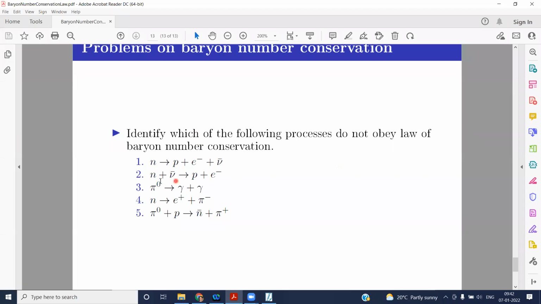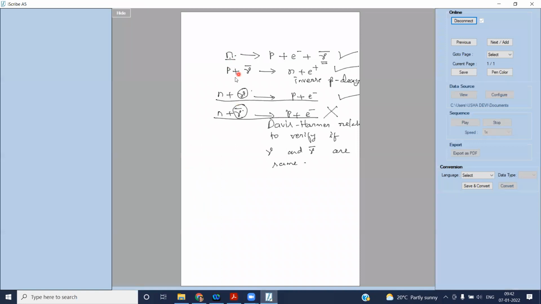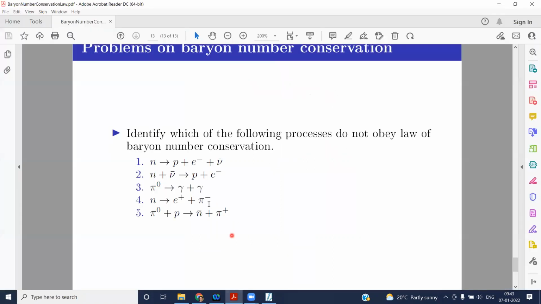But if I say crossing symmetry, according to the crossing symmetry relation, does it hold? I will show you. The crossing symmetry process for beta decay is n plus nu going to p plus e minus. If I replace nu by nu bar, this does not occur. This is the Davis-Harmer relation. Each process that I show you has a meaning. There is some story behind each process. You have to remember the story behind it, is what I am emphasizing.